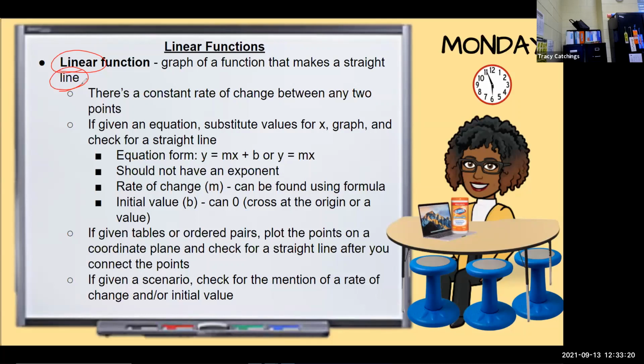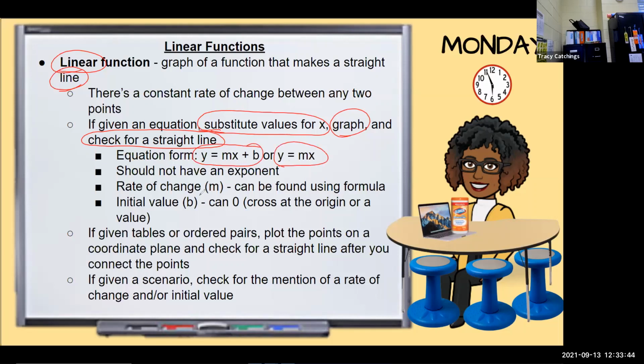If given an equation, what did it tell us we need to do? Substitute values for x, then what? Graph, and finally, check for a straight line. Remember, linear function, that's what we're looking for. Does it make a straight line? Equation form, we should recall y equals mx plus b, or y equals mx.